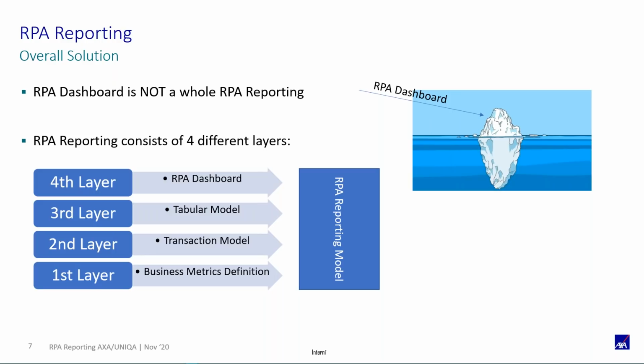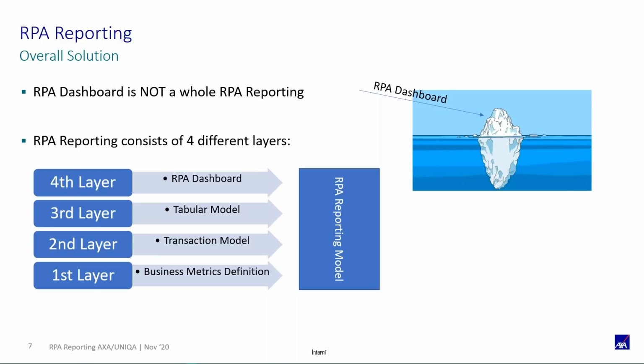So what you just saw was the RPA dashboard, but the RPA dashboard is not a full RPA reporting, because RPA reporting is something more robust and complex. And here in AXA, we build it on 4 different layers, of which the first one is the business metrics definition. It's the place where we gather all information from business and put it into one place. We're using the SQL database we created.